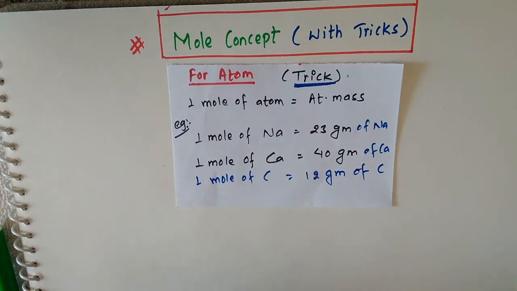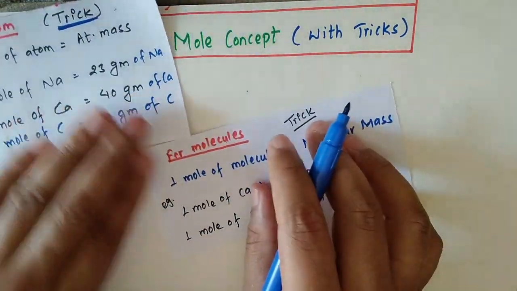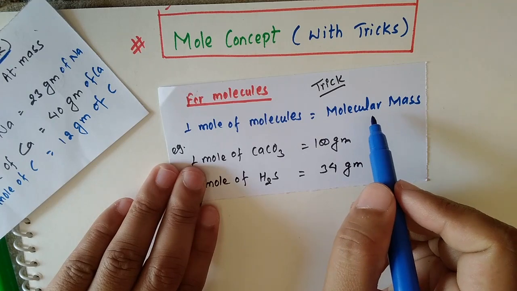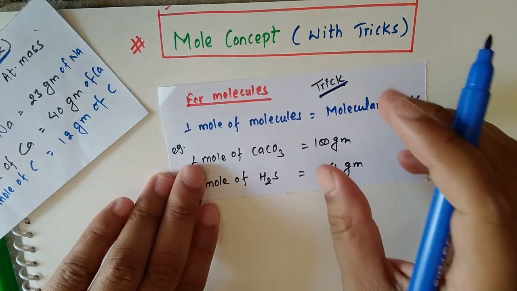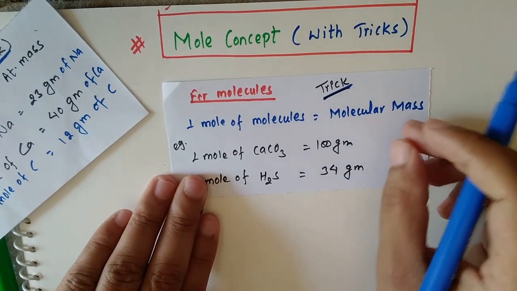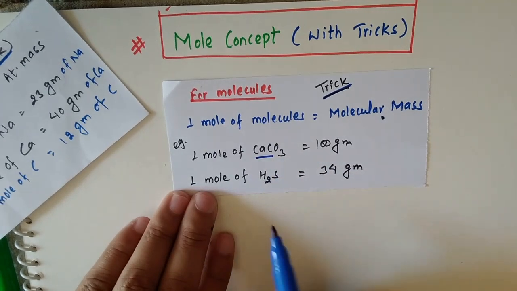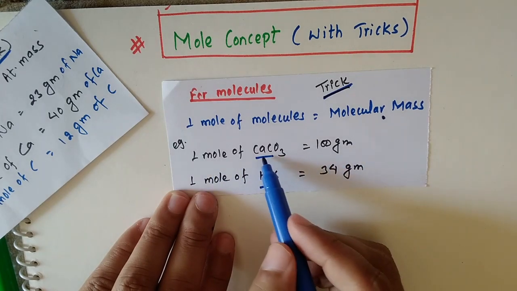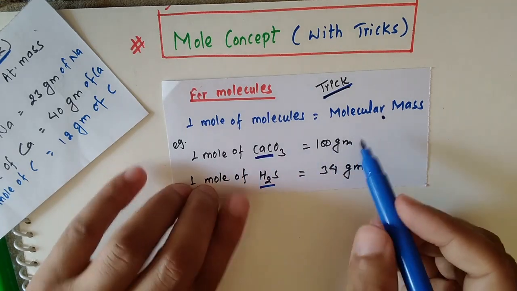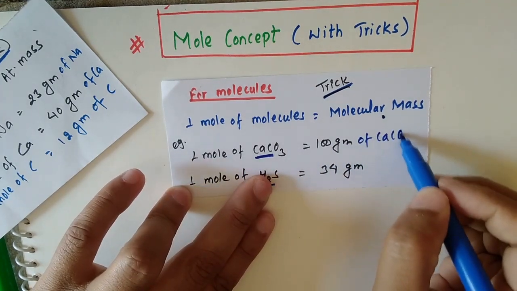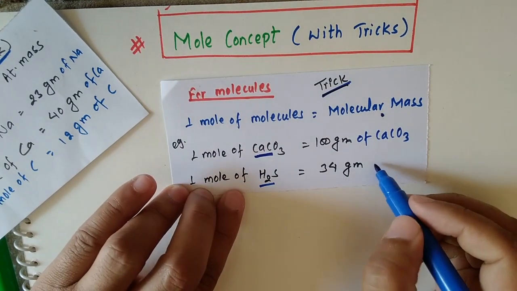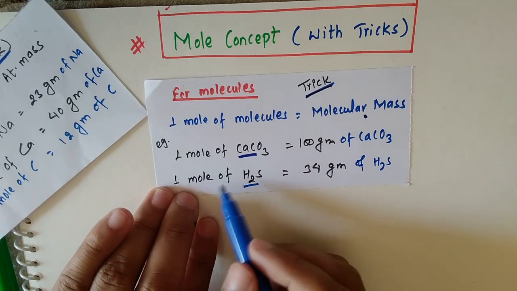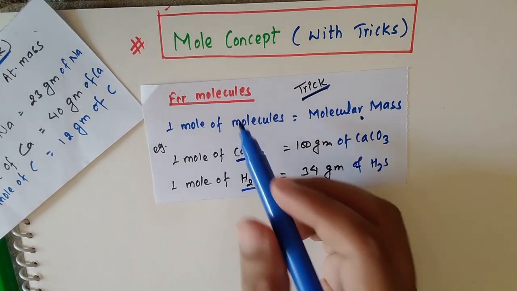Similar to atoms, we can say for molecules: 1 mole of molecules equals the molecular mass. This is the trick. You can take any molecule, and 1 mole of that molecule equals its molecular mass. For example, calcium carbonate is a molecule, H2S is a molecule, carbon dioxide is a molecule. 1 mole of CaCO3 equals 100 gram, since the molecular mass of calcium carbonate is 100. 1 mole of H2S means 34 gram of H2S. If you take 34 gram of H2S, it is equal to 1 mole of H2S. This is for molecules.